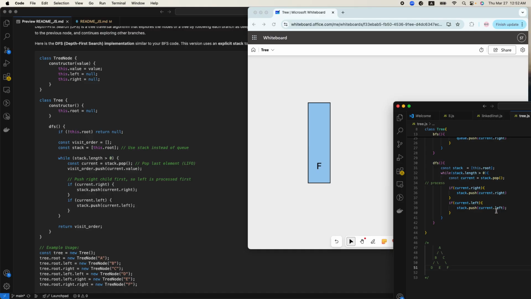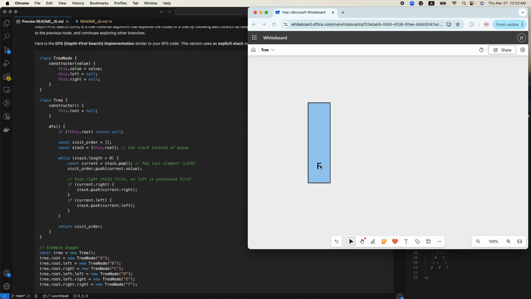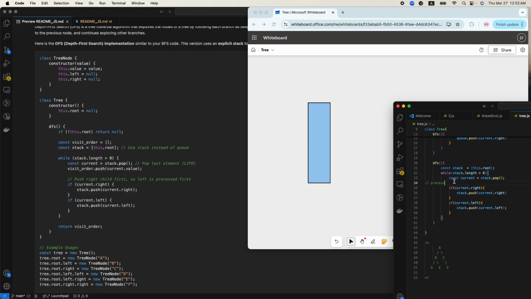Again, the loop continues, and this time the length is also 1. So we extract the last node in the stack and remove it from here. Now we process that, and then we check its right and left, and we see that it doesn't have any right or left. It is the last one. So this way we could visit every node in that tree.